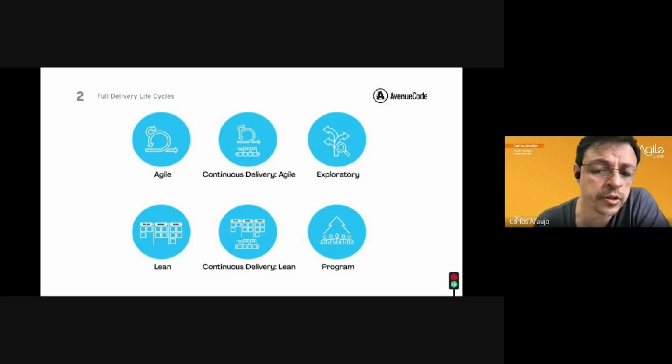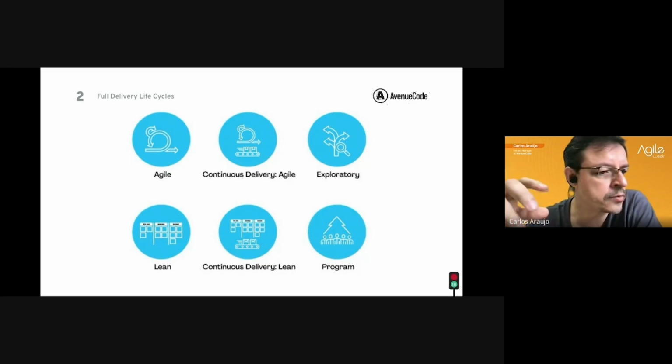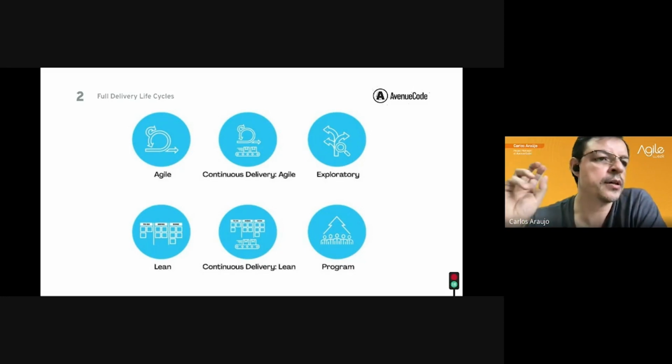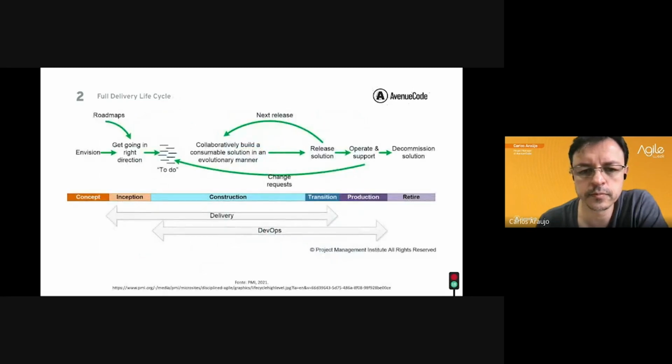We have exploratory. Exploratory is something new. We don't know how it works, so we have different decisions, different ways to go, different ways to view and to implement. We have a different approach here. And a program is when we have different strategies that involve enterprise awareness.